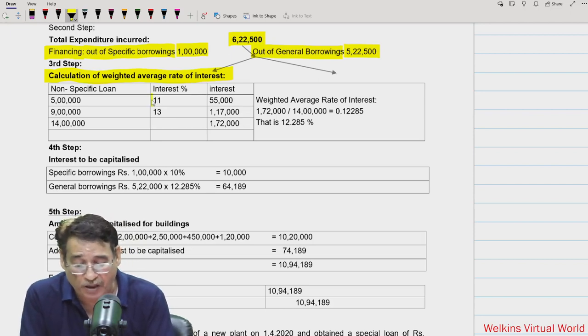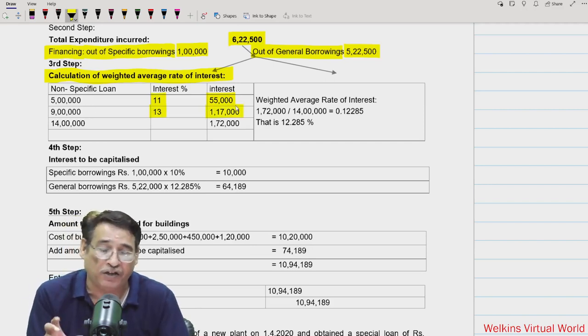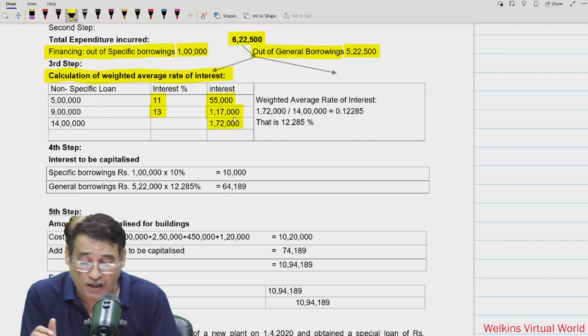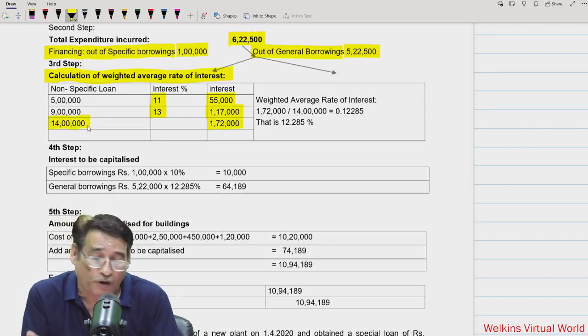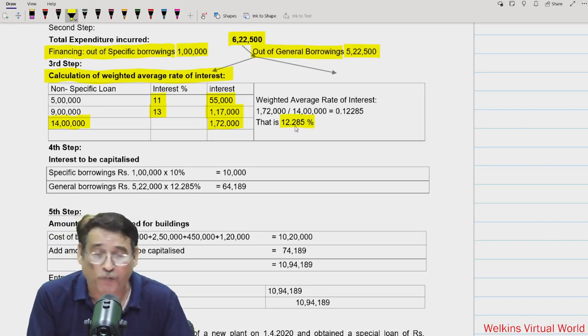I will compute 11% of 5,00,000 to get 55,000. I will compute 13% of 9,00,000 to get 1,17,000. Total interest is 1,72,000, and I will divide 1,72,000 by 14,00,000. So I will get the weighted average rate of interest with respect to general borrowings as 12.285.